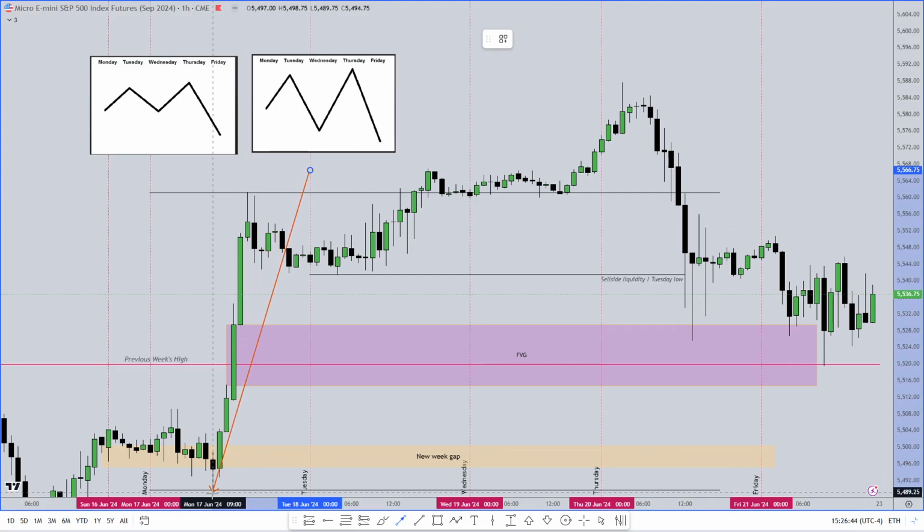So we're using Monday's range. We're also using a new week gap. It's a bookmark, not a PD array. So as a bookmark, we're seeing that we're above the new week gap. The anticipation is to stay bullish.